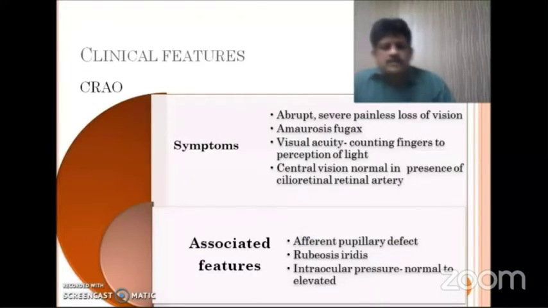Symptoms: there will be abrupt onset of painless dimness of vision, and a few patients may present with amaurosis fugax, that is, sudden transient loss of vision secondary to transient ischemic attack or occlusion of arteries. Visual acuity ranges from counting fingers to perception of light, and central vision may be preserved in some patients who have intact cilioretinal artery perfusion. Associated features of occlusion are afferent pupillary defect, rubeosis iridis, and intraocular pressure may be normal or elevated.